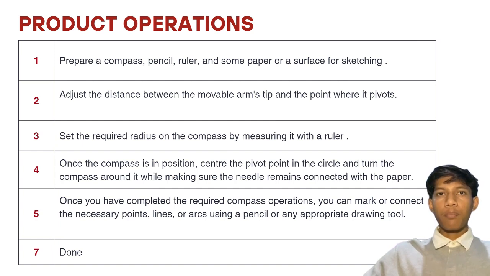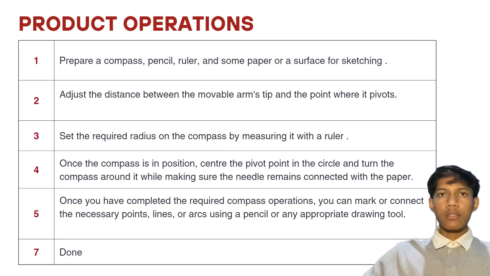4. Set the compass to the required radius as previously to draw an arc. Draw the arc by turning the compass while maintaining the needle in contact with the paper, positioning the pivot point at the desired arc center.